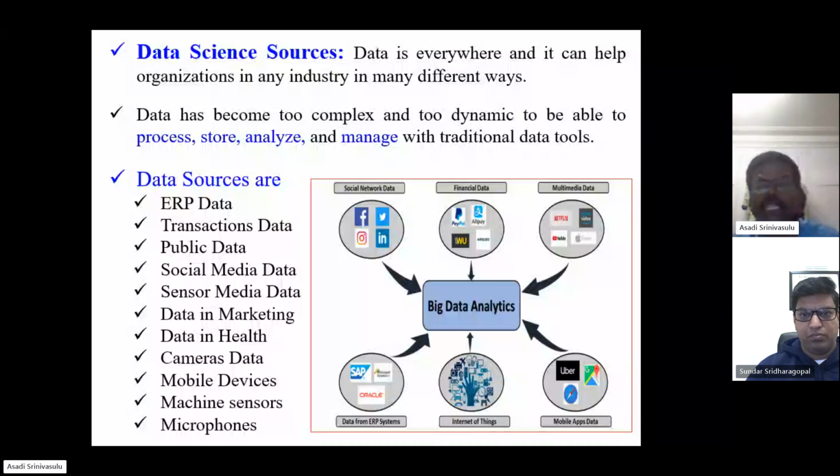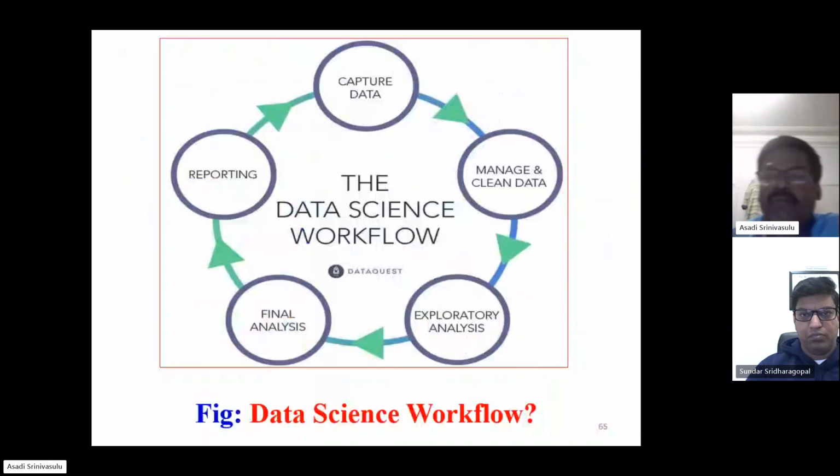So what is the data science workflow? The workflow consists of 5 steps. First, we are capturing the data, whether it is structured data, unstructured data, semi-structured data, doesn't matter. We are taking it as input data and pre-processing it. Then we are managing and cleaning the data. Then we are doing exploratory analysis, meaning we are classifying the data, or clustering the data, or doing association rule mining, finding the relationship between two items.